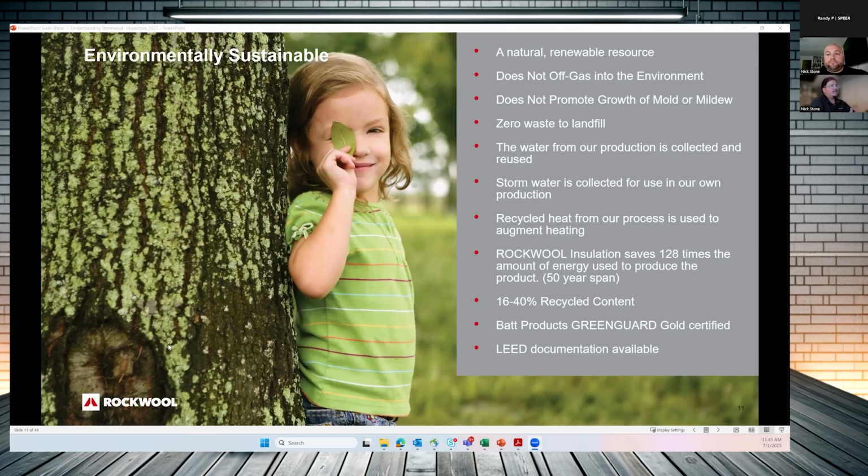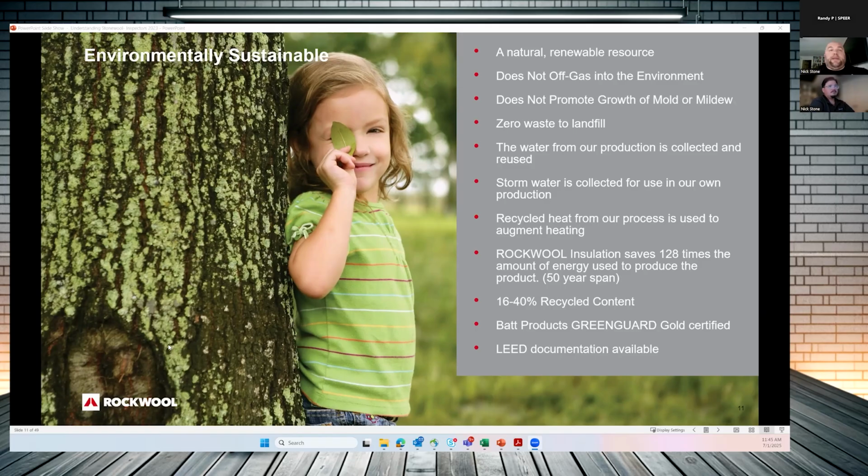It's made from between 16 to 40% recycled content, and BAT products are Green Guard Gold certified, and we do have all the LEED documentation available if you need that documentation for a LEED certified build.